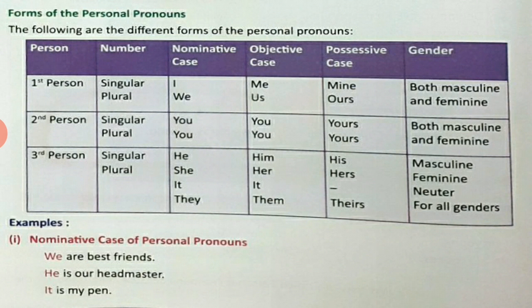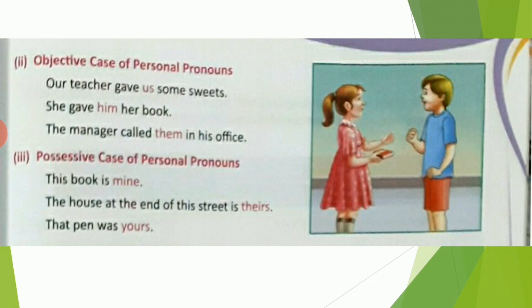When a pronoun is used as the object of a verb or it is governed by a preposition, then it is said to be in the objective case. Our teacher gave us some sweets. She gave him her book. The manager called them in his office. So over here, these pronouns, us, him, and them, are the objects of the verbs gave, again gave in the second sentence, and called in the third sentence.